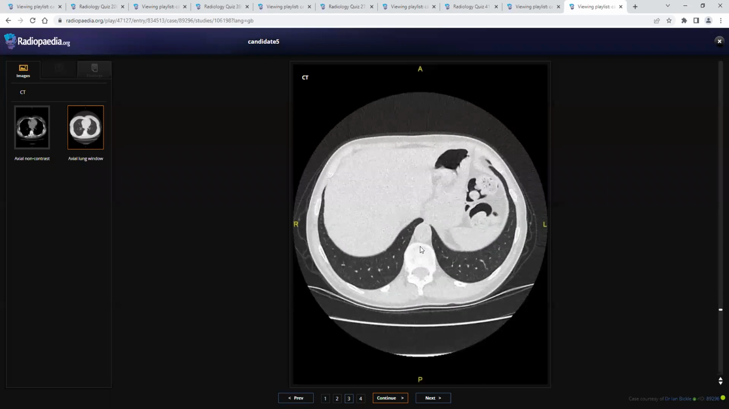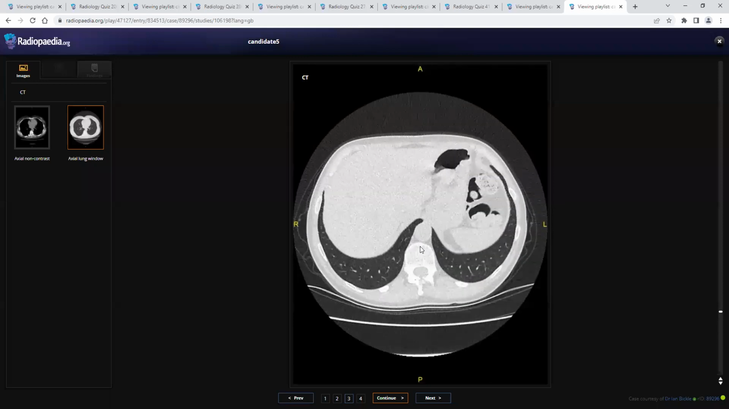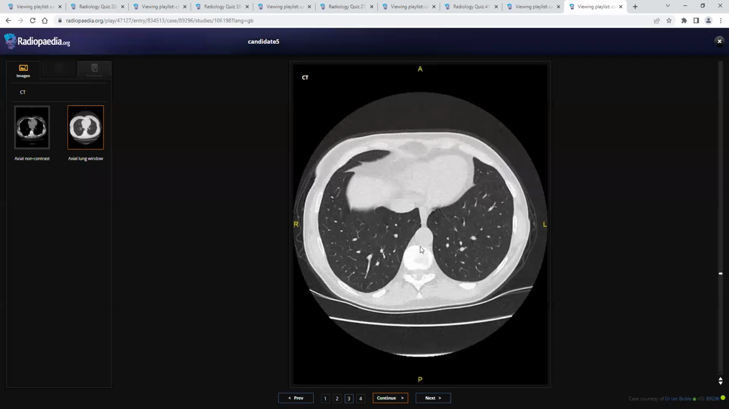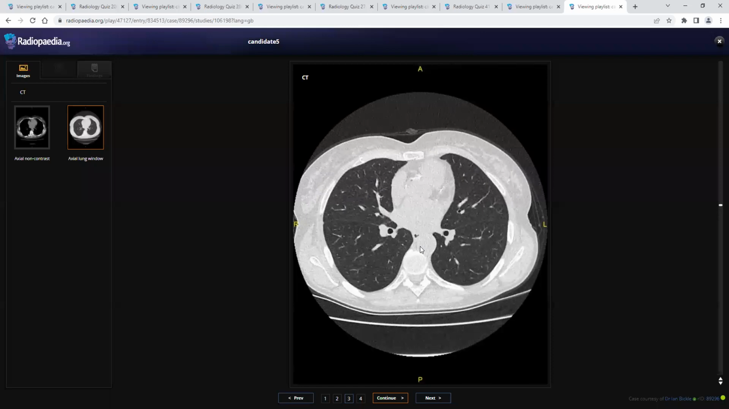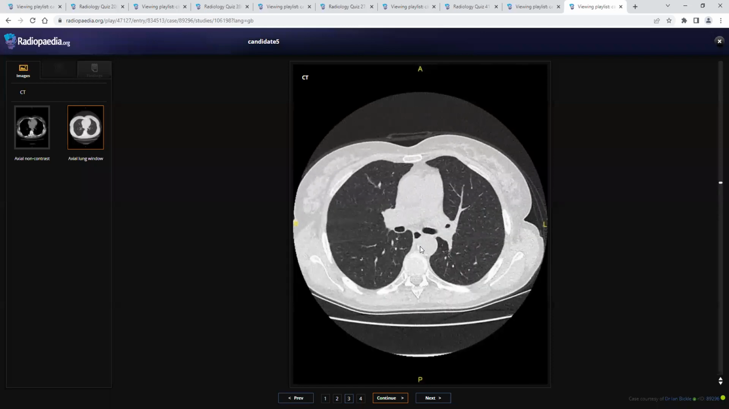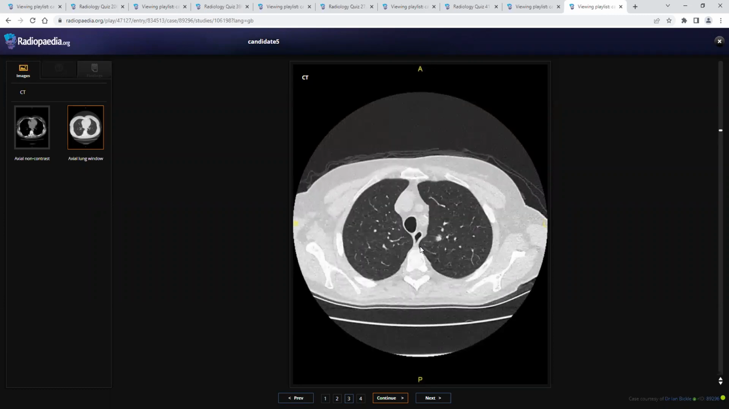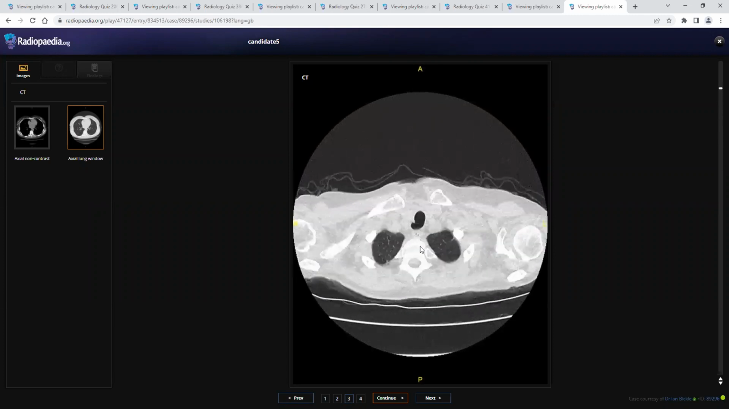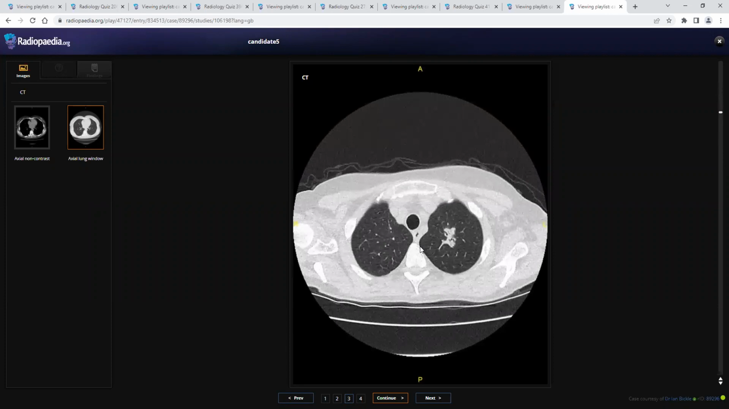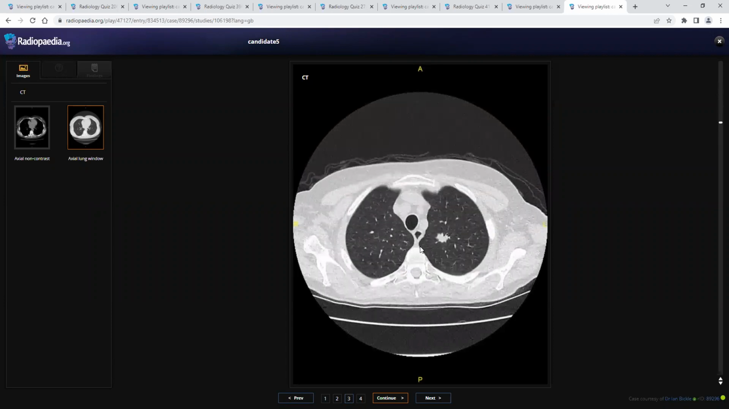So I'm scrolling craniocaudally in the lung window. Now I can see that both lungs appear clear. I cannot appreciate any nodule or any major collapse or consolidation. I'm scrolling caudocranially. So there is a patch of fibrosis at the left apex with some spiculations. Okay.